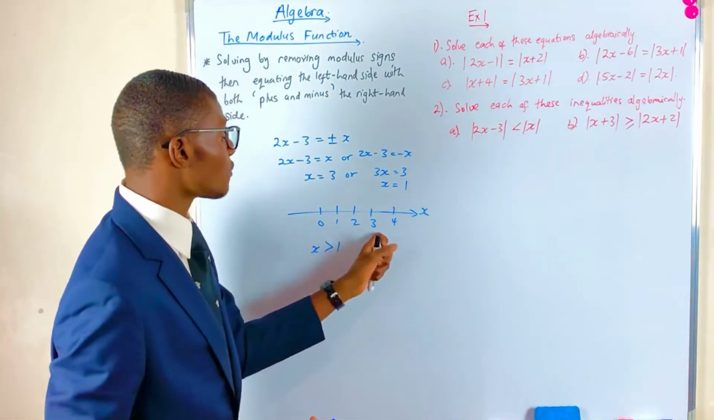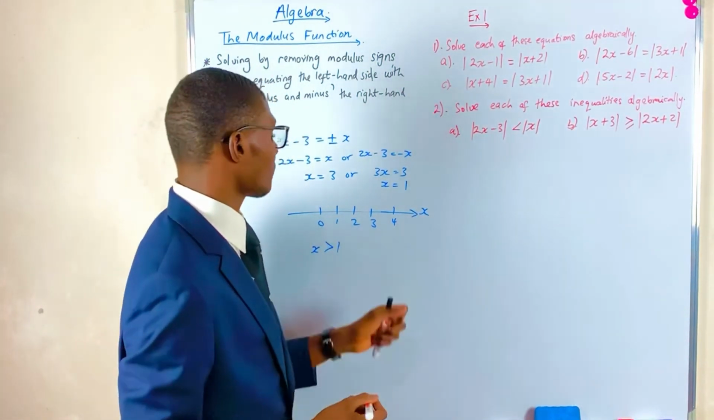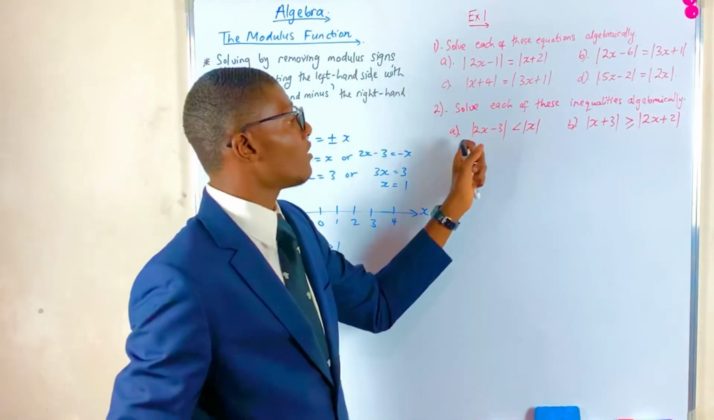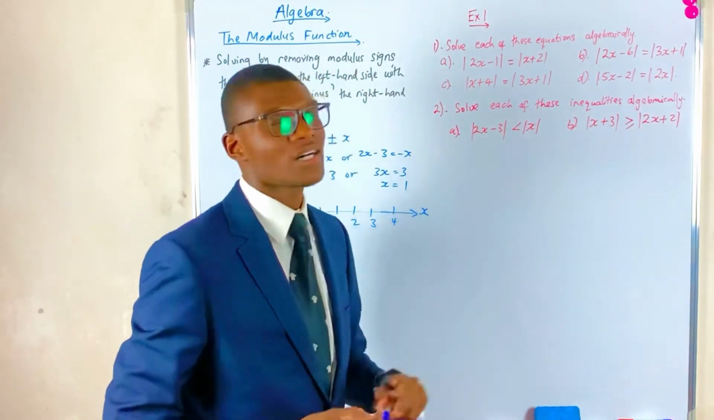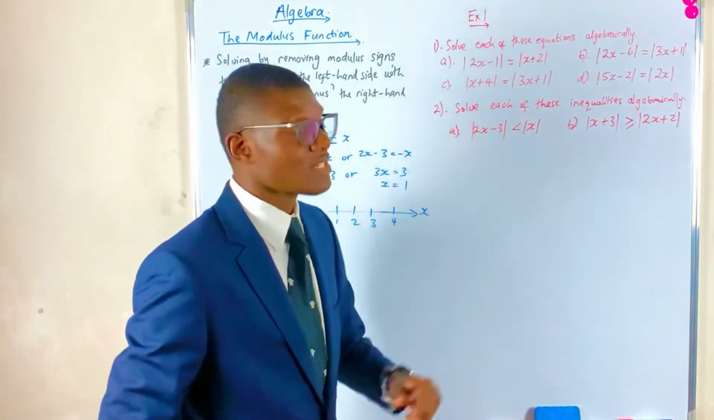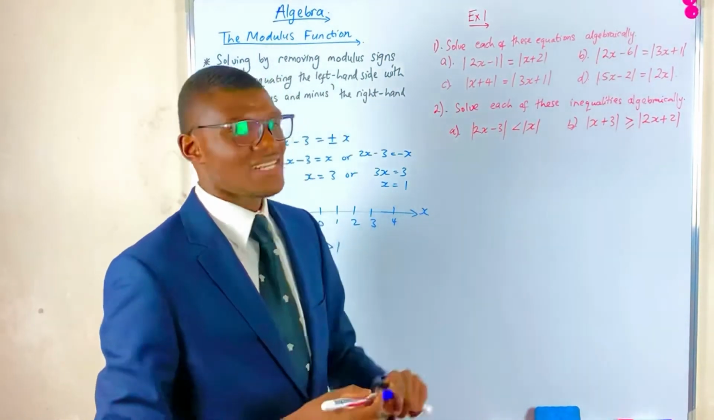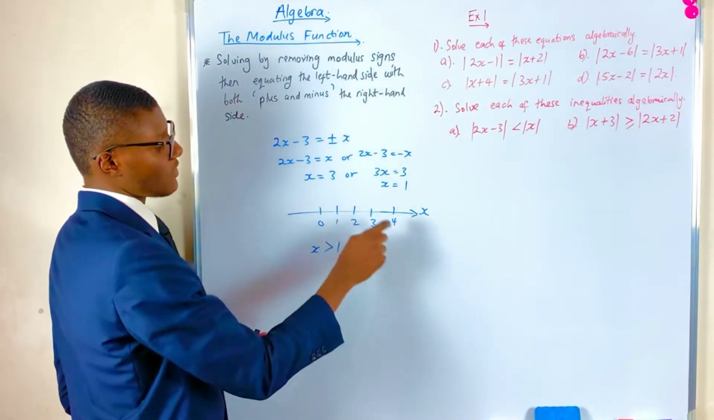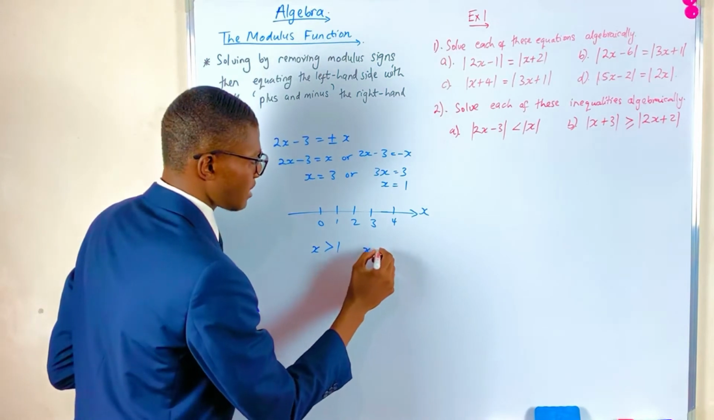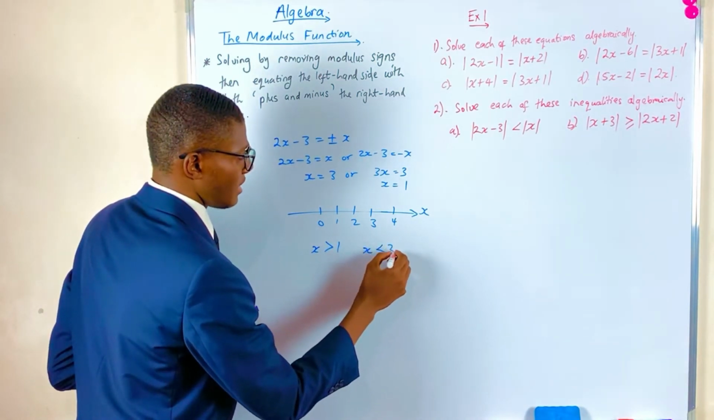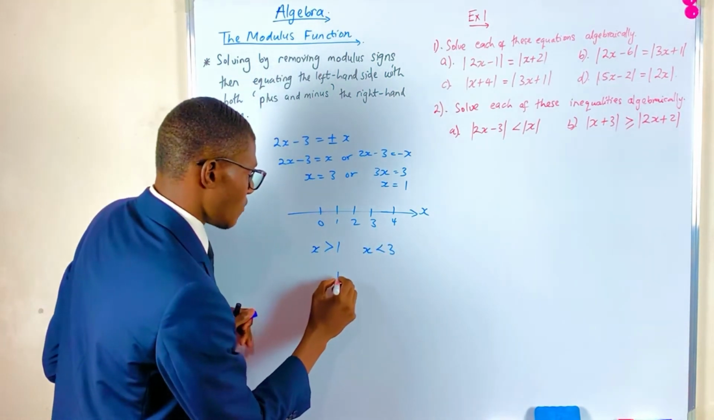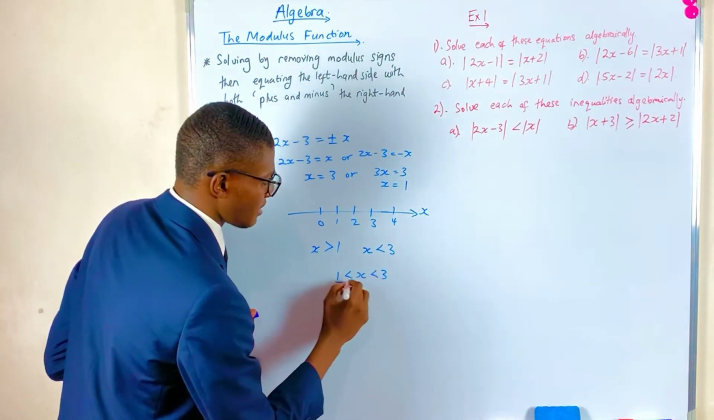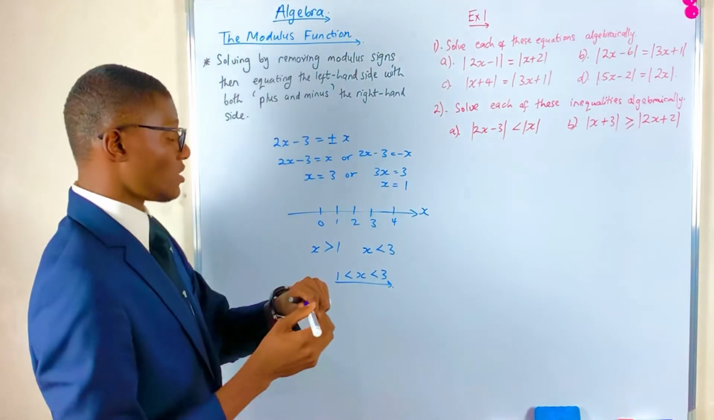And then now for 3, if we pick 4, we are simply saying 4 times 2, that's 8. 8 minus 3 is 5. 5 can't be less than 4. So definitely we don't need a value where x is greater than 3. So we need x to be less than 3, such that x is greater than 1 but less than 3. So this is the solution for 2a.